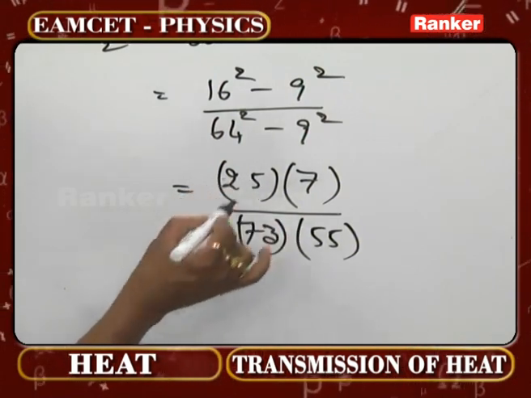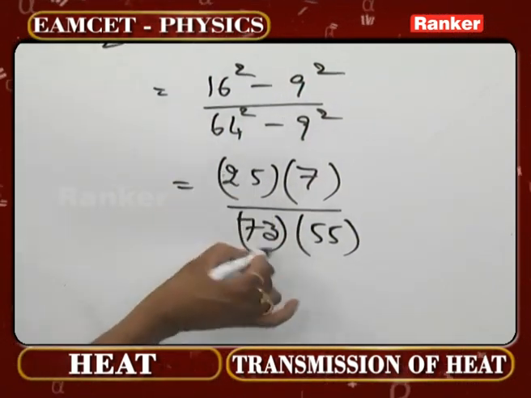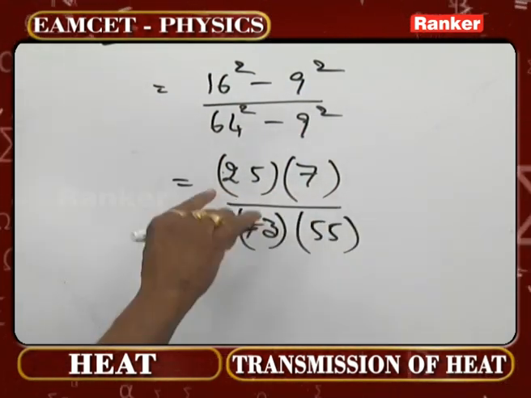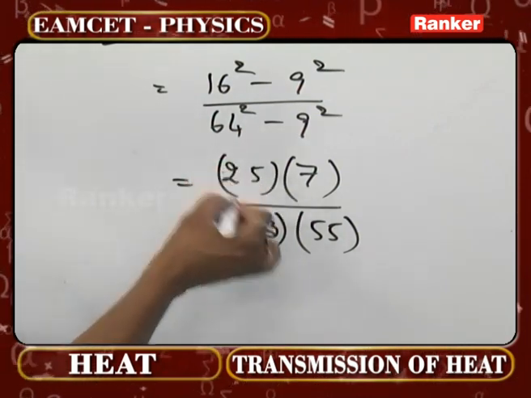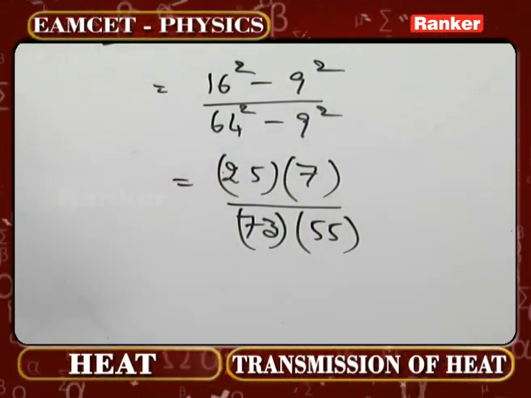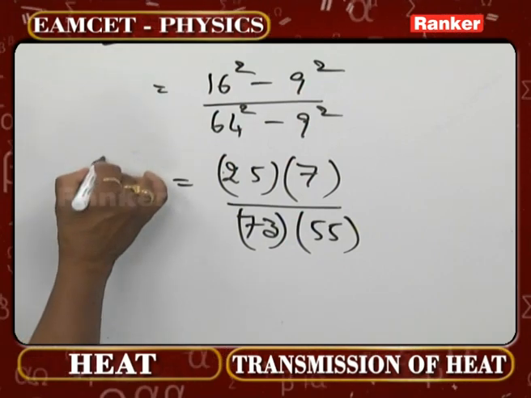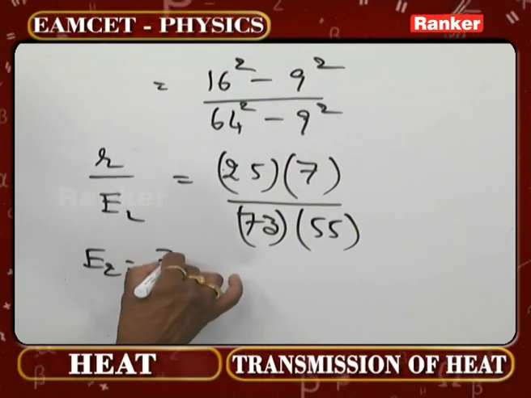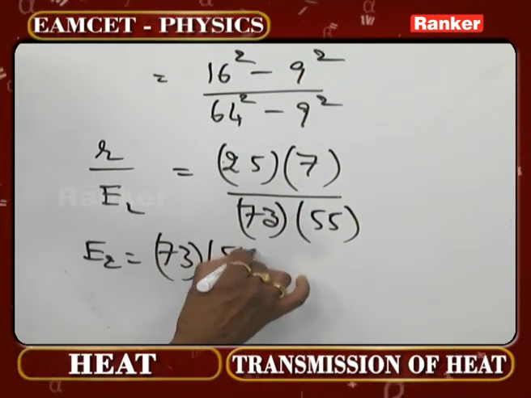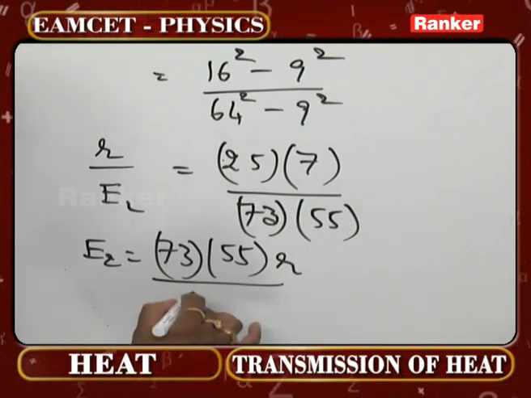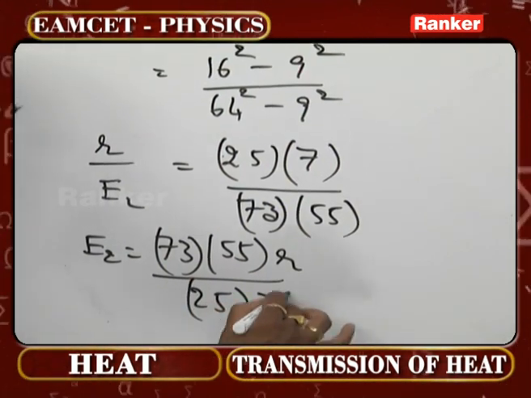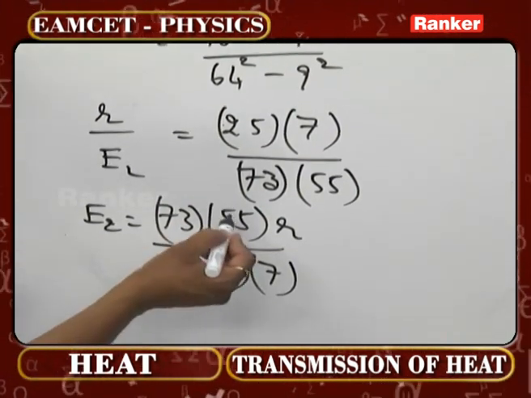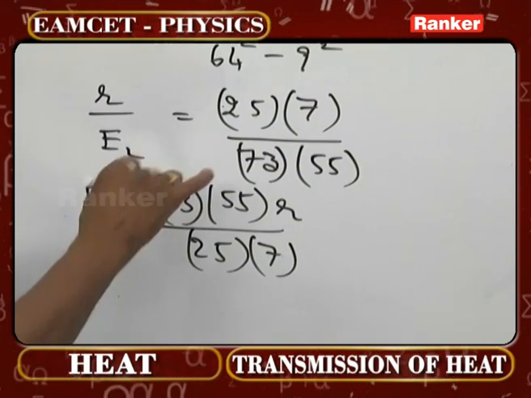This is 25, roughly if you take, for example, it goes 3 times. So 25 into 7 is going to be 175. That divided by this total value, the ratio itself we can take up. This value E1 is given as R and E2 is to be calculated. What is E2 now? 73 into 55 divided by, into R by 25 into 7. Roughly you check it. This goes twice here. This goes 10 times there. 20. It's going to be a little more than 20.